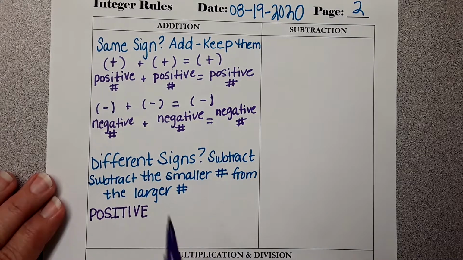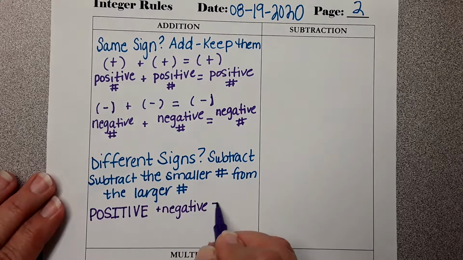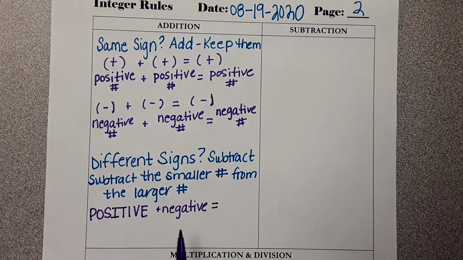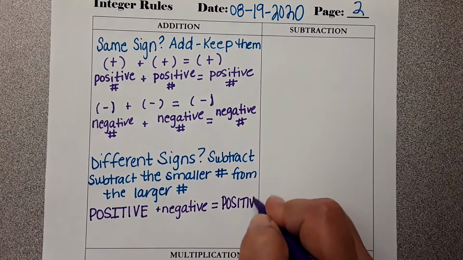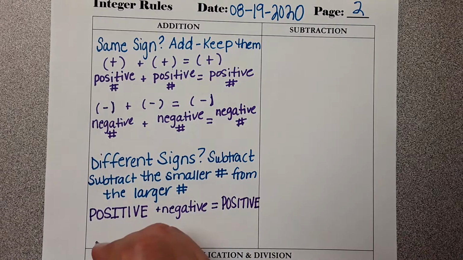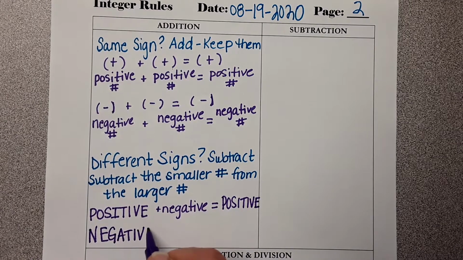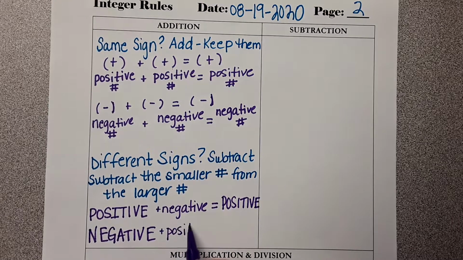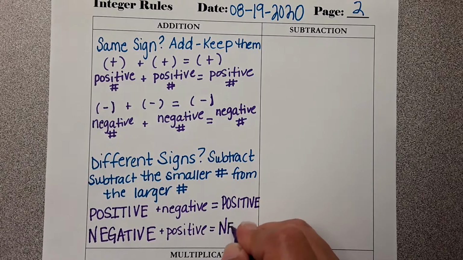So if it's a positive plus a negative, that means your positive number is bigger than your negative number. Your answer is going to be positive. You're still going to subtract, but your answer will be positive. If the bigger number is negative, and you guys, these can be switched, see how it's all capitalized? That means your bigger number is negative, and you're going to add a positive. You're going to subtract the 2 numbers, and your answer will be negative.